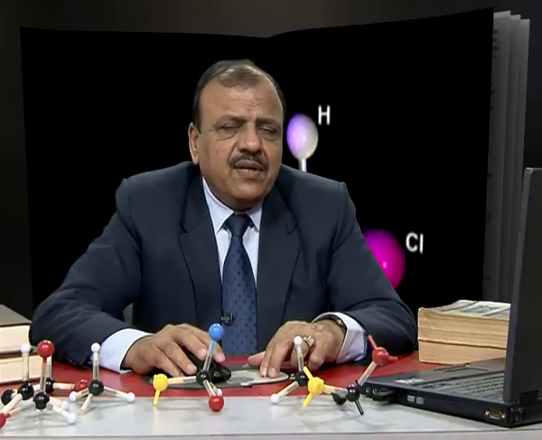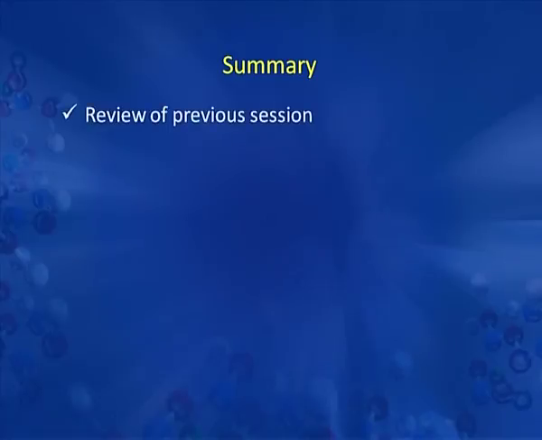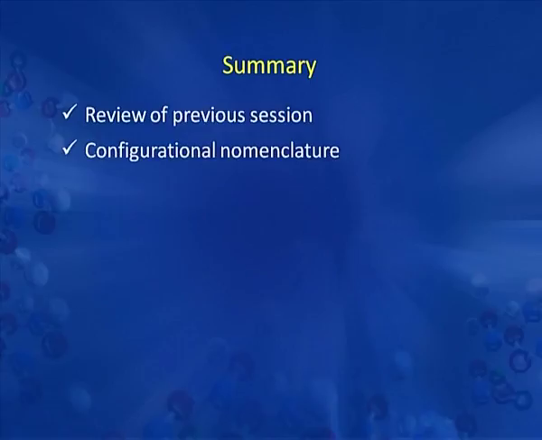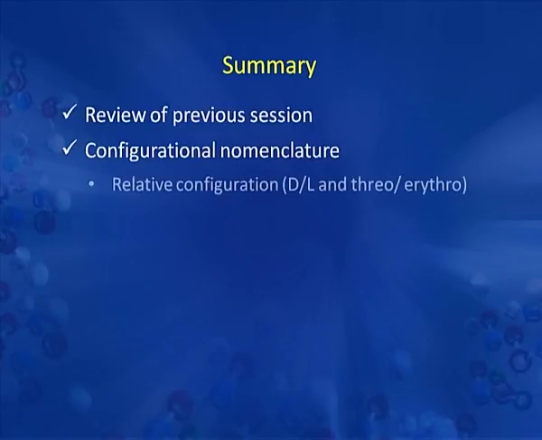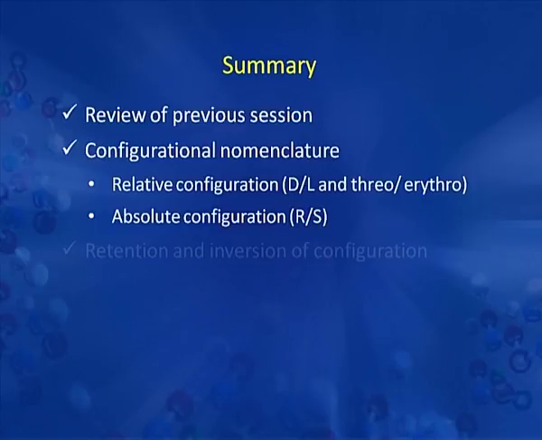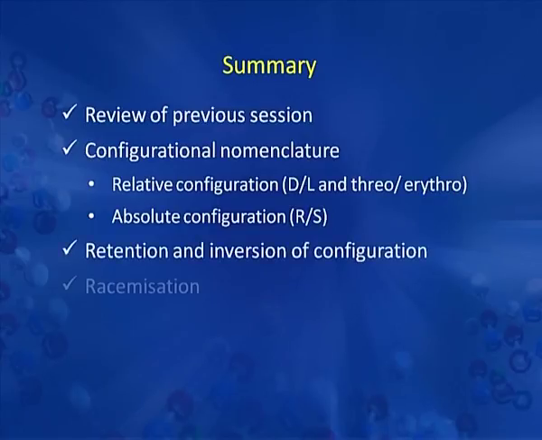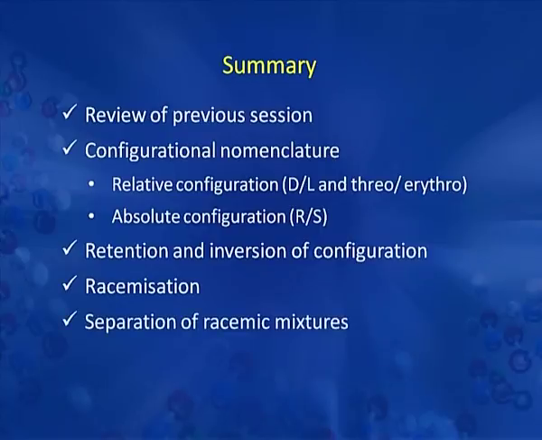Now let us see what we have done today. In our today's session, first we reviewed what we did in our last session about stereochemistry. We discussed that there is a need for the nomenclature of configuration. We discussed that two general methods are used. One of them gives a relative configuration which is difficult to remember. Another is absolute configuration. They are represented by R and S. We discussed some terms, retention, inversion, racemization, and then we discussed the methods which are used for separation of a racemic mixture.